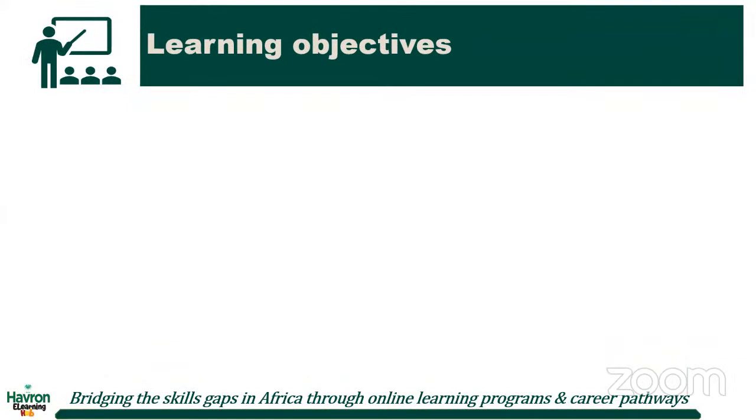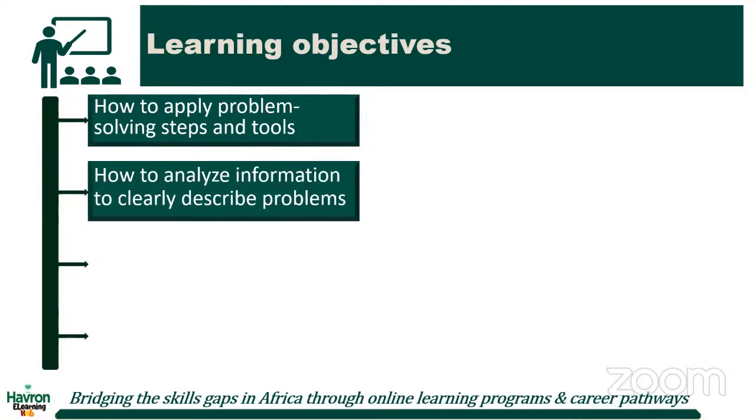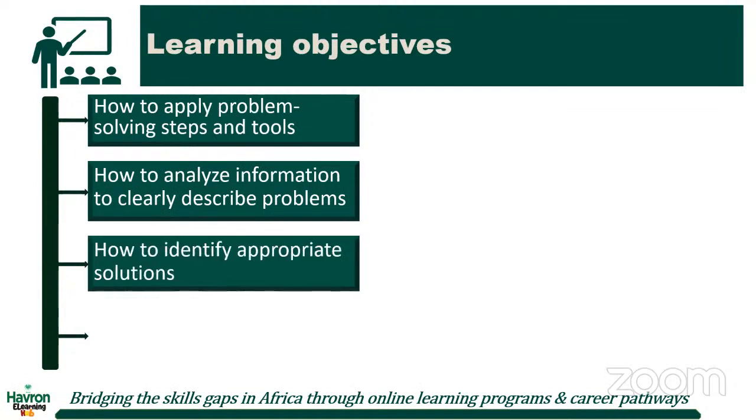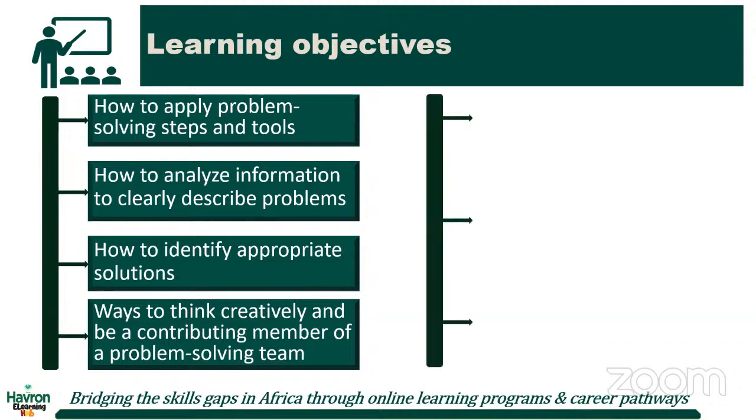So, our learning objectives, we have the following. One, we want to learn how to apply problem-solving steps and tools. We also want to know how to analyze information in order to clearly describe problems. We will learn how to identify appropriate solutions. We will learn ways to think creatively and be a contributing member of a problem-solving team, because most of us in our workplace, we work in teams.